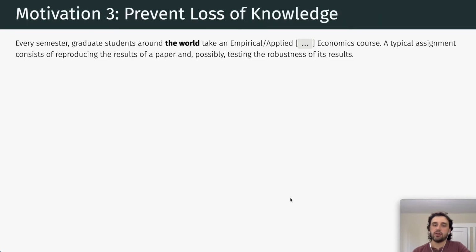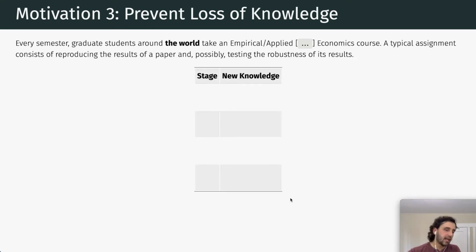The third motivation is this idea that we want to prevent the loss of knowledge. Every semester, graduate students around the world take empirical or applied labor economics or demography or biostatistics or any type of empirical course. A typical assignment will consist of reproducing the results of a paper and possibly testing the robustness of those results. And a typical exercise will go like this.